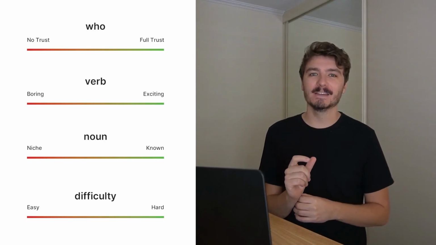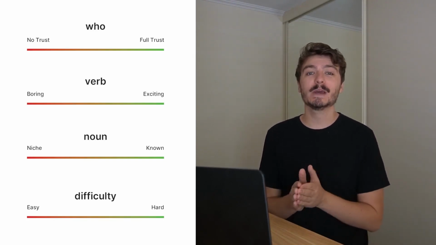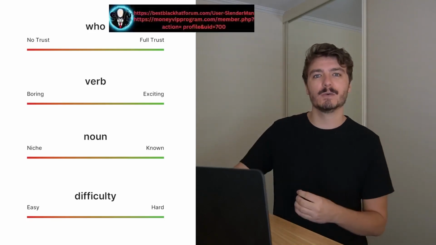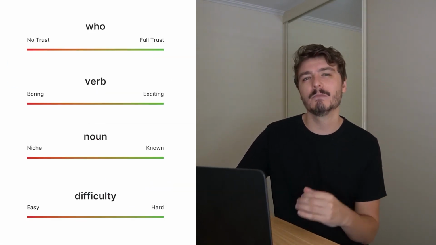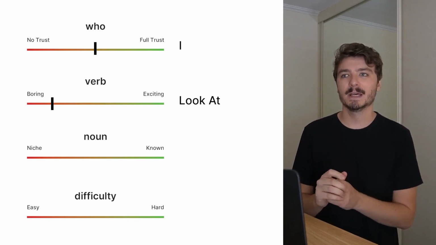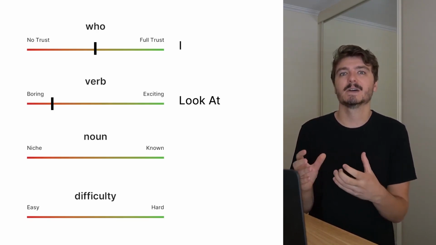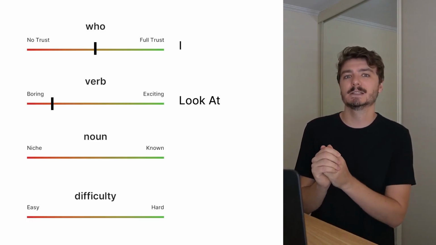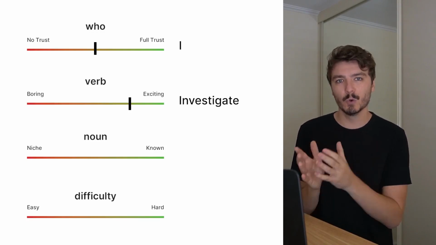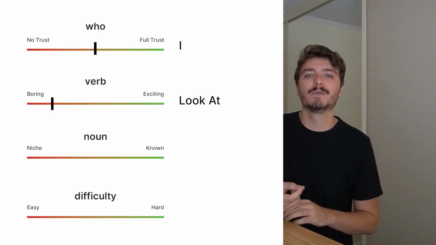All right, the next requirement here in the title is the verb. Now for this scale, on one end we have boring and on the other end we have exciting. Basically all you want to do here is think, is this thing that I'm saying the most exciting way of saying it? For example, if the who is I and the verb is look at, what are more exciting ways of saying look at? Look at sounds pretty boring. So maybe it's investigate or maybe it's research. Those words are more exciting. Seeing I look at versus I investigate, investigate just sounds more exciting.